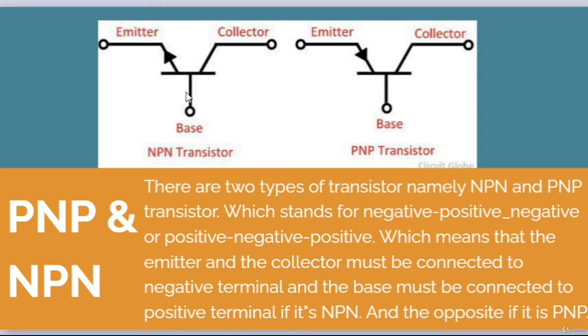So in the NPN transistor, the base must be connected to the positive terminal of the battery, and the emitter and the collector must be connected to the negative terminal of the battery. The opposite concept applies in the PNP transistor: the base must be connected to the negative terminal of the battery, and the other two pins must be connected to the positive terminal of the battery. In the PNP transistor, the current flows from the emitter to the collector, but in the NPN transistor, the current flows from the collector to the emitter.